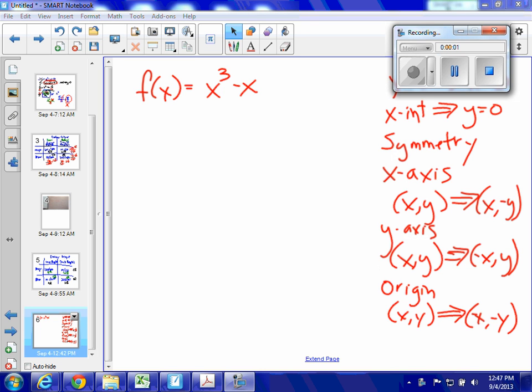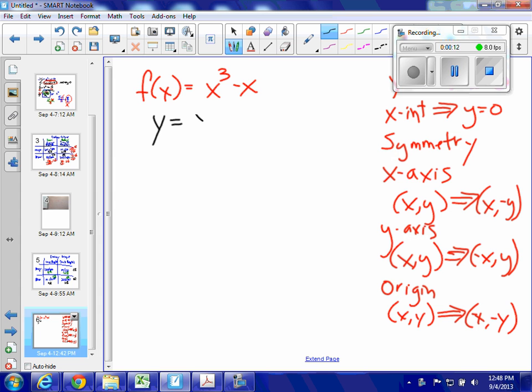Let's do another symmetry problem. Symmetry and intercepts problem. So I have f of x is equal to x cubed minus x, which I could also look at as y equals x cubed minus x. I do prefer the f of x notation. It's letting me know that what I have here is a function of x. So x is going to be my input value, and y, or f of x, is going to be my output value. So first, I need to find the y-intercept.